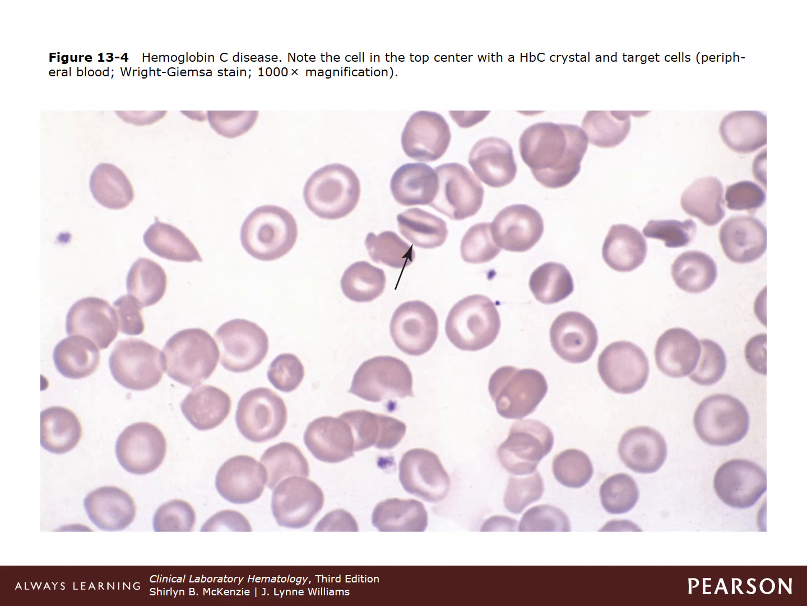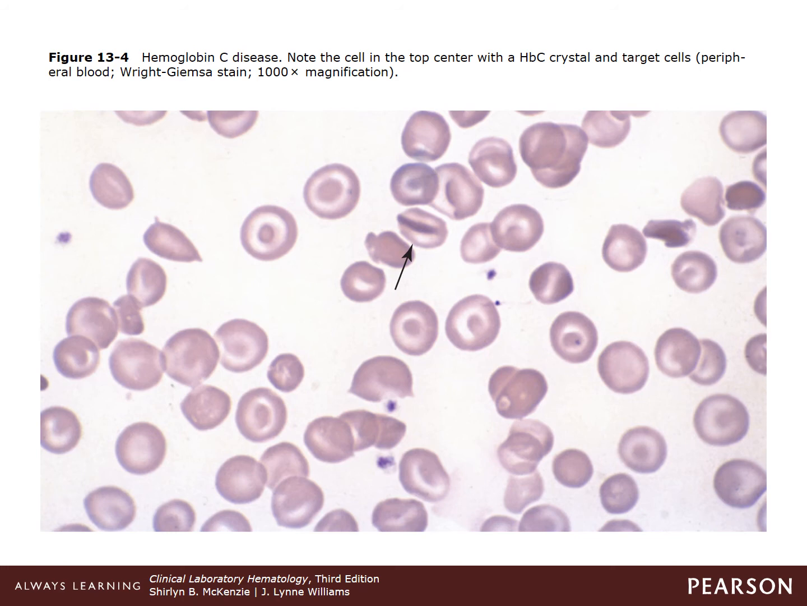Now, usually there's not really many symptoms here. You could have abdominal or joint pain, or the spleen can be enlarged, and a mild to moderate type of anemia. The lab findings, you could have hemoglobin from 8 to 10 grams per deciliter, and a slight to moderate increase in your reticulocyte counts.